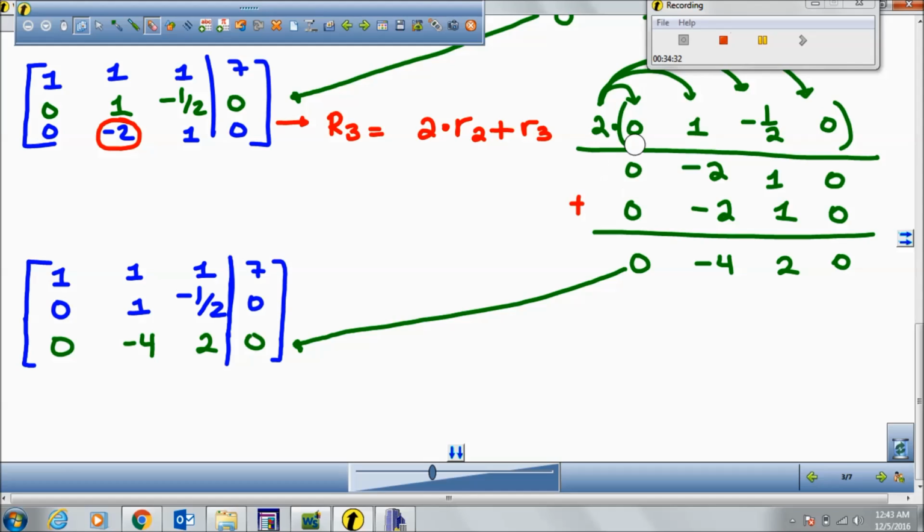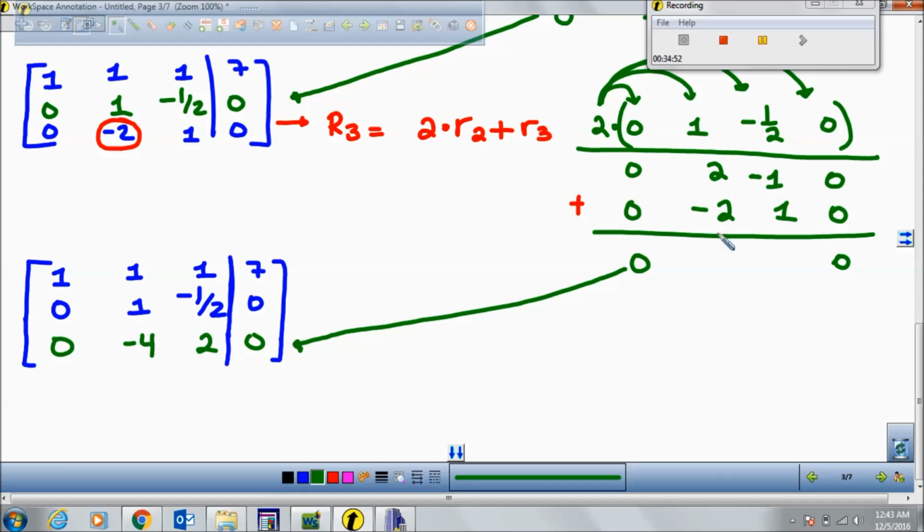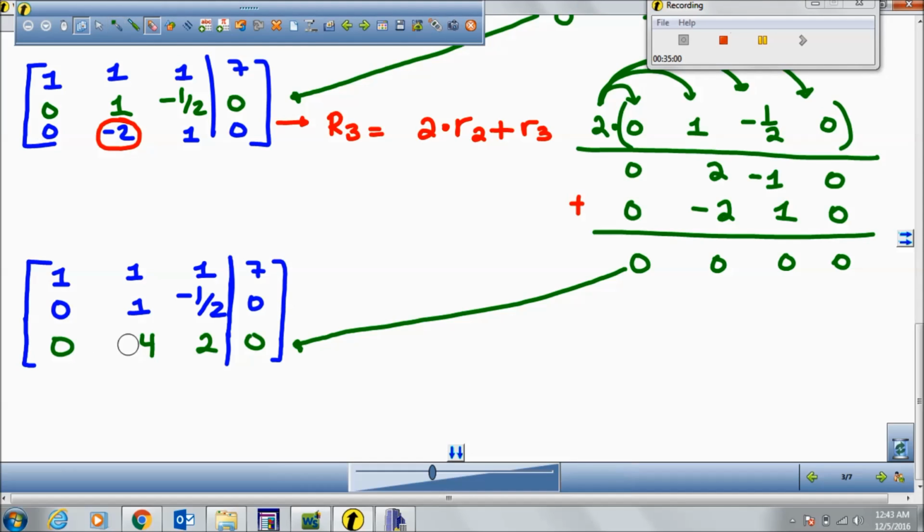So 2 times 0, it's okay, 0. 2 times 1 should be just 2. 2 times -1/2 should be a -1. And 2 times 0, it's okay. So here, these two our answers are going to be different. These ones are the same. But 2 plus a negative 2 is 0. Negative 1 plus 1 is 0. So here, these two are not right. 0 and 0. Sorry about that.